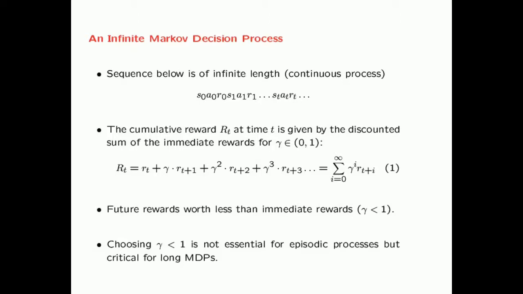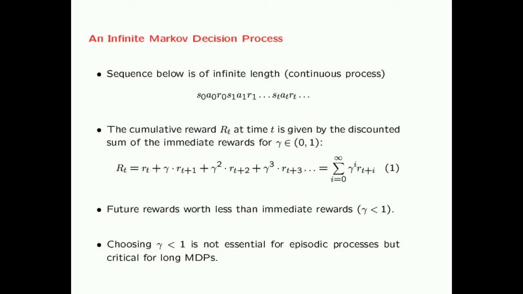So the cumulative reward R_t at time t is given by the discounted sum of the immediate rewards for some discount factor gamma. So you have capital R_t, which is the expected reward at time t. That is given by the current reward plus the discounted future rewards. This is simple geometric discounting with time.